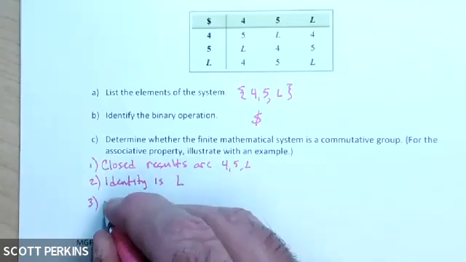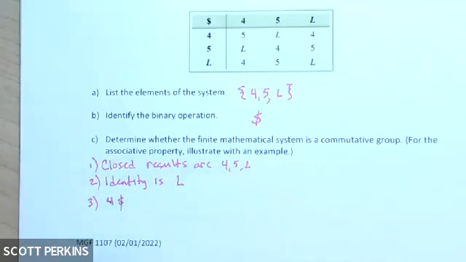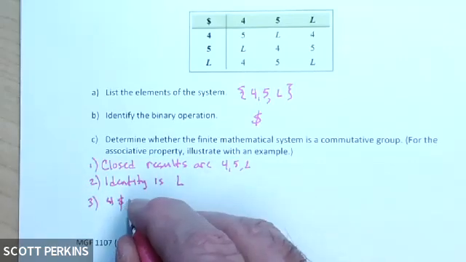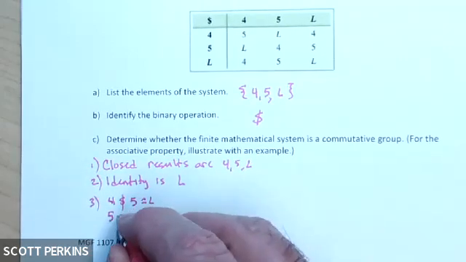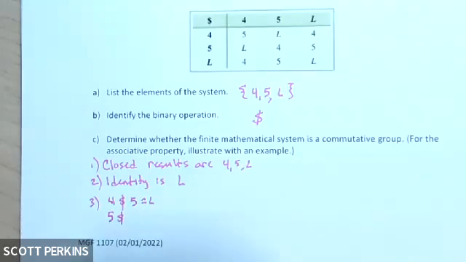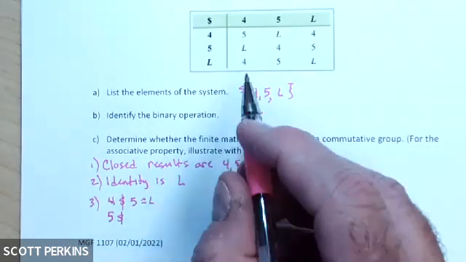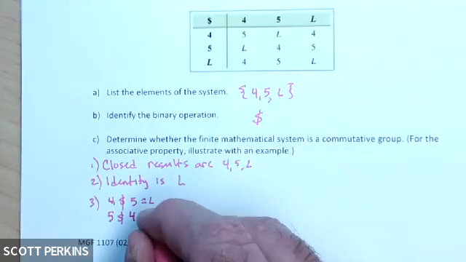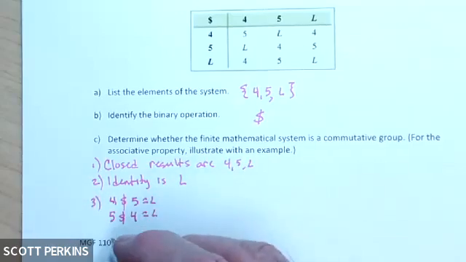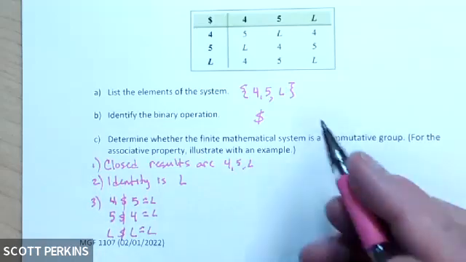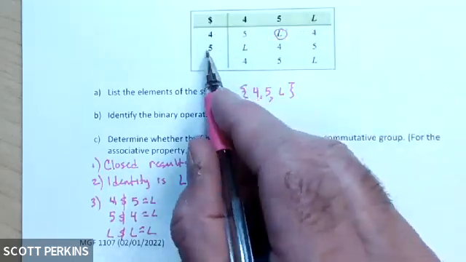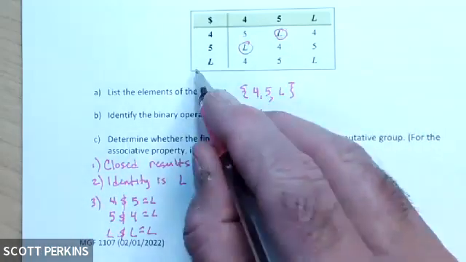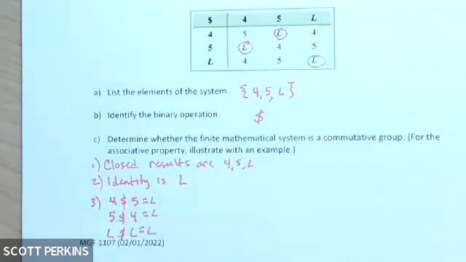So when I do 4 dollar with what do I get L? 5. And then when I do 5 dollar, 4 is going to give me L. And then L dollar with L gives me L. Okay, so 4 and 5 gives me, there's my L right there. 5 and 4, there's my L right there. And then L and L, there's my L right there.